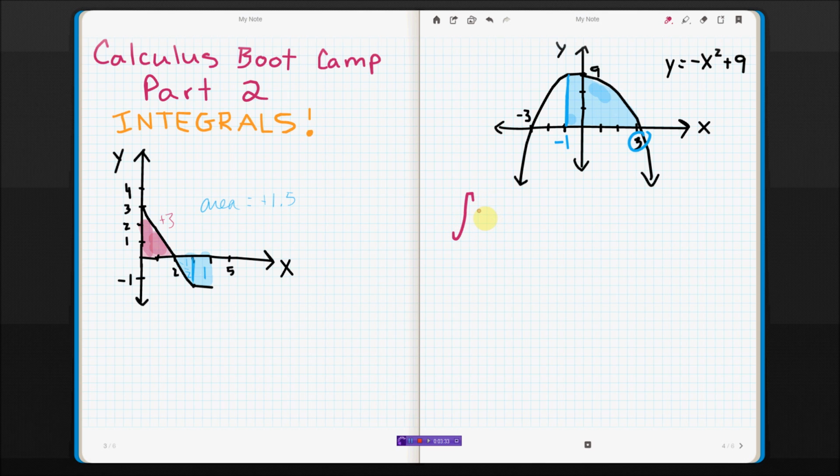Then I put, actually, the best way to do it is like this. Inside, I put what I want to integrate. So I've got negative x squared plus 9. And then we put this thing on the end that's dx. So, oops, I forgot that. Oh, I should explain where I just came from. Okay, you remember that dy over dx thing before?